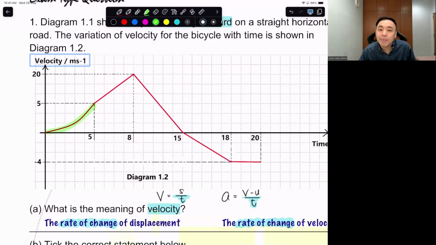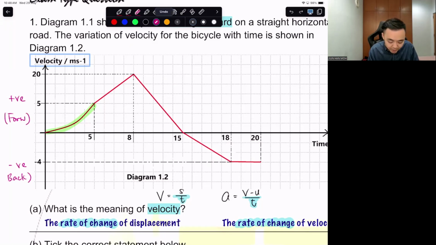Next question, where are you going? Directions. I've said it 1,000 times already. How do you tell directions? Look at positive and negative. On top here is positive, at the bottom here is negative. Whenever your graph is located on the positive side, you are moving forward. Whenever it's on the negative side, you are moving backwards. So here we have 2 answers already. Number 1, moving. Number 2, forward. Third one, how you move.